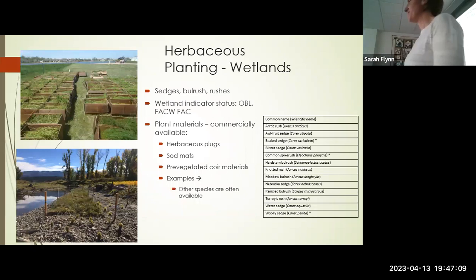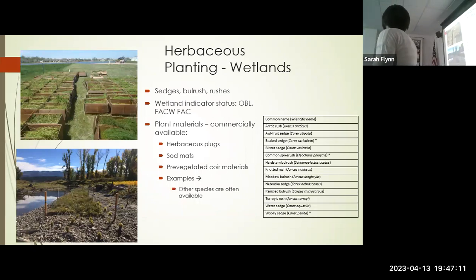And then herbaceous planting. We include herbaceous planting, but very strategically, because it can be very expensive. The plant material is, because they're smaller, and it just takes a lot longer. These are just examples of species, but you can get them as herbaceous plugs, sod mats, pre-vegetated coir. There's a whole bunch of different options for herbaceous material that you can plant. There's a bunch of the species that are listed here.